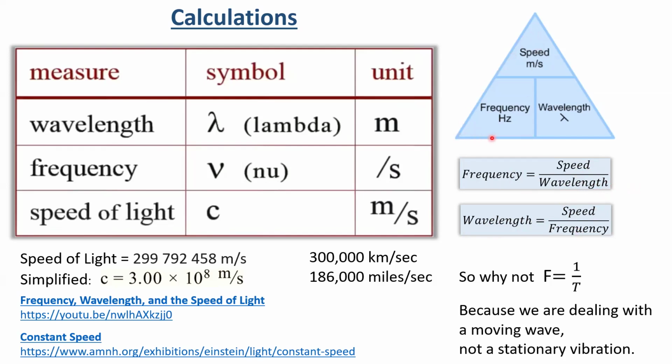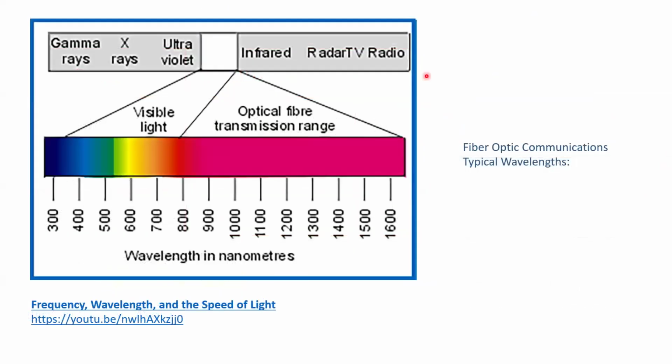And here's the reference triangle. If you cover one, speed equals frequency times wavelength. Wavelength equals speed over the frequency. And frequency equals speed over wavelength. Okay, that's how we calculate, in order to get the numbers we're going to see on the next slide.